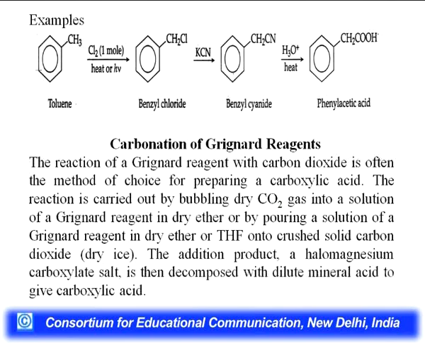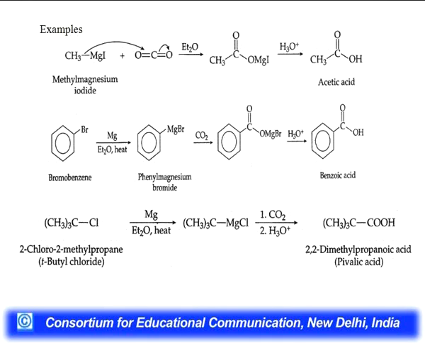or by pouring a solution of the Grignard reagent in dry ether or THF, tetrahydrofuran, onto crushed solid carbon dioxide, and we can also say dry ice. The addition product, the magnesium carboxylate salt, is then decomposed with dilute mineral acid to give the carboxylic acid.